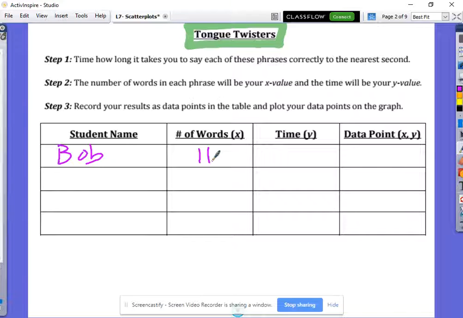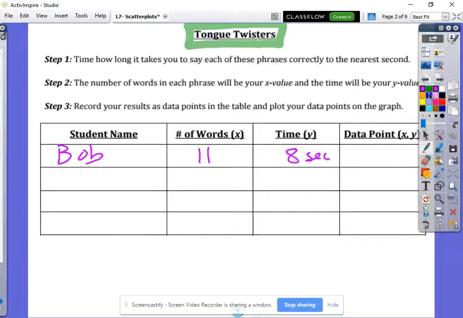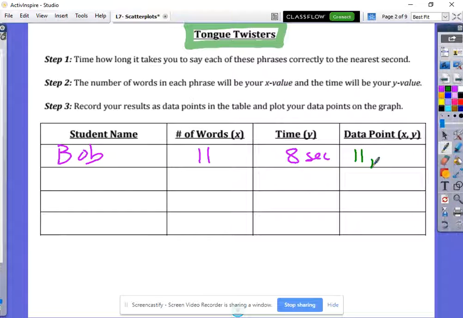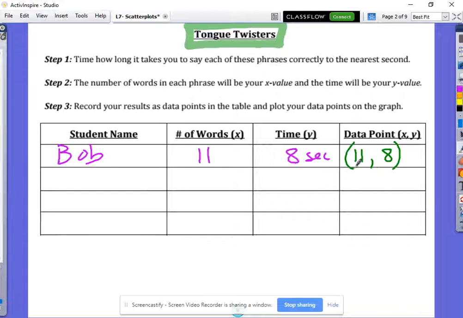And then let's just say that it took him 8 seconds to say. Okay. So that creates a data point for us. That creates an XY coordinate where we take the 11 as our X and the 8 as our Y, that we can actually graph that coordinate.